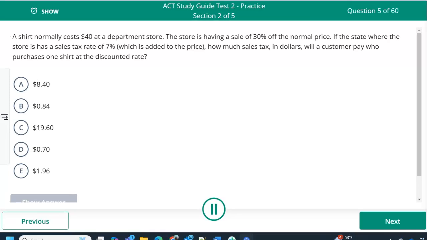So it normally costs $40 and it's 30% off. All right, so 10% of $40 is $4. 30% of $40 is $12. So 40 minus 12, we've got 28. And we would like to multiply that times 0.07, which is the sales tax rate.